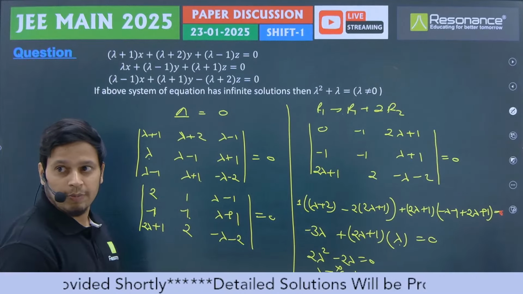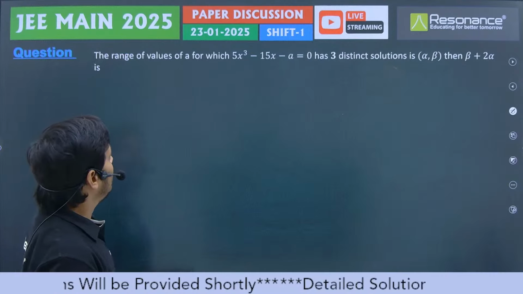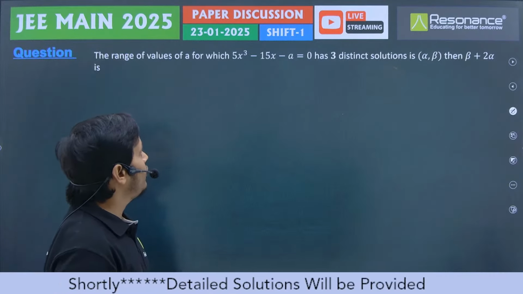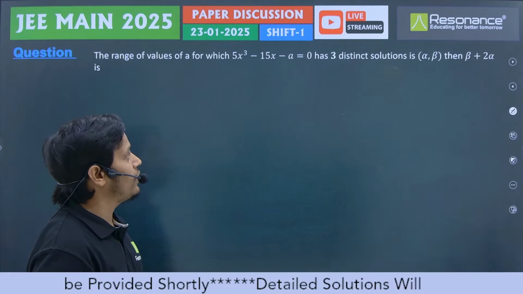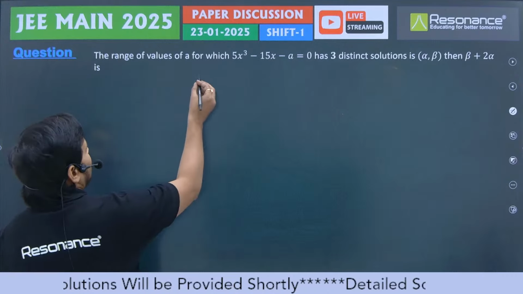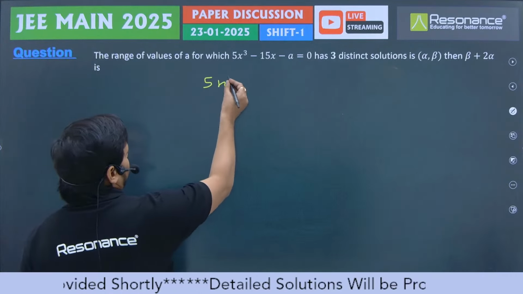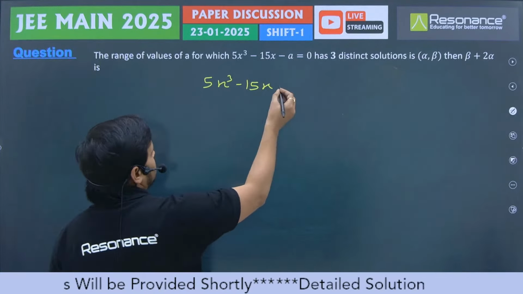Coming to the next: the range of the values of a for which 5x^3 minus 15x minus a equal to 0 has 3 distinct solutions is (alpha, beta). Again, this is a general problem, the kind of question that is in your DPP of Resonance.